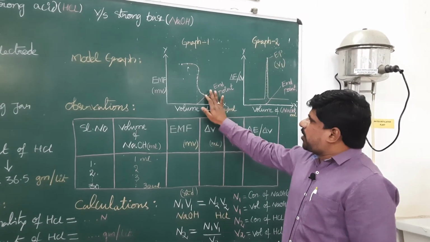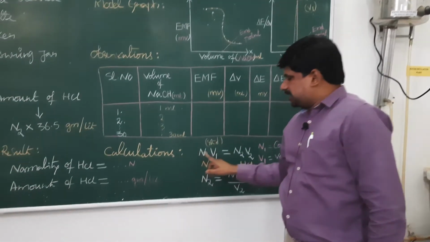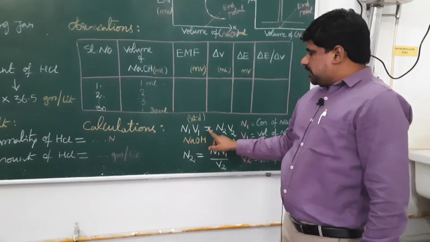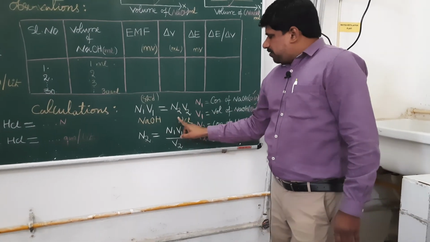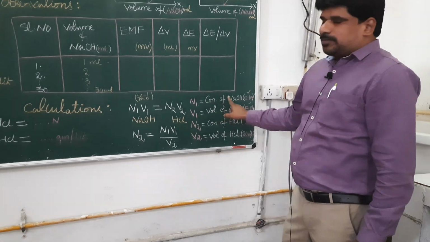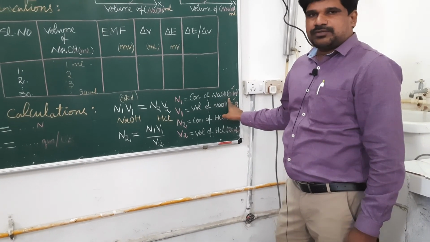This end point we have to substitute in our calculation like this: N1 V1 equals N2 V2, where N1 is the concentration of sodium hydroxide. That value is already known, which is 0.1 normality.